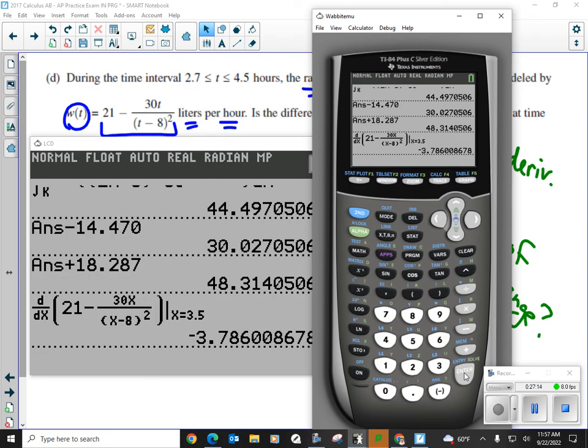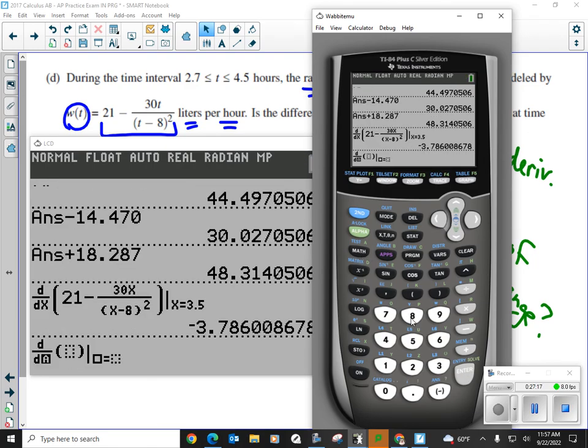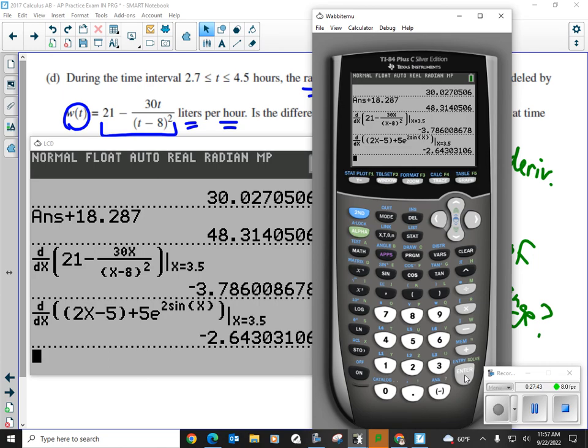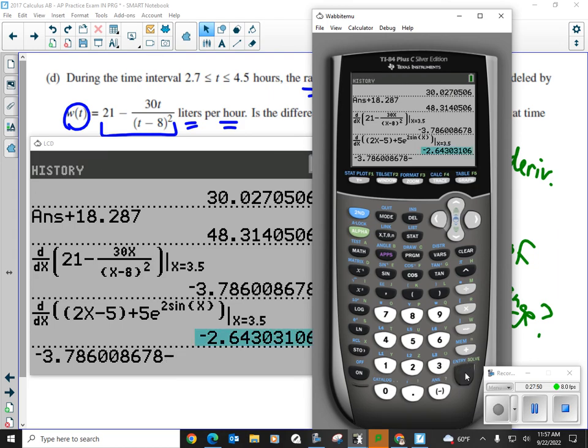Now we do the same thing for A of t, and then we take the difference of them. That was 2x minus 5, plus 5 e raised to the 2 sine of x, boom. Pop out there. I'm taking the derivative of that at 3.5, boom. Now I just subtract the two. I take W prime of t, and I subtract A prime of t, those rates.